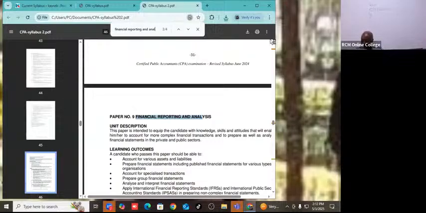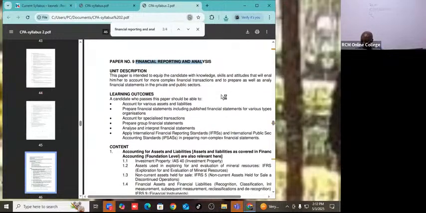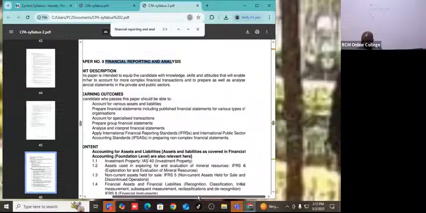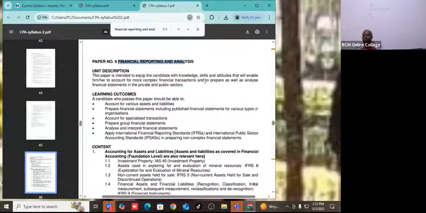So this is the paper, ladies and gentlemen, and I will go through it. Okay. So it's paper number 9, financial reporting and analysis. We are told that this paper is intended to equip the candidate with knowledge, skills, and attitudes that will enable him or her to account for more complex financial transactions and to prepare as well as analyze financial statements in the private and the public sector.